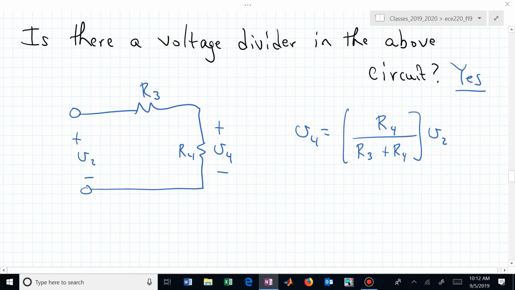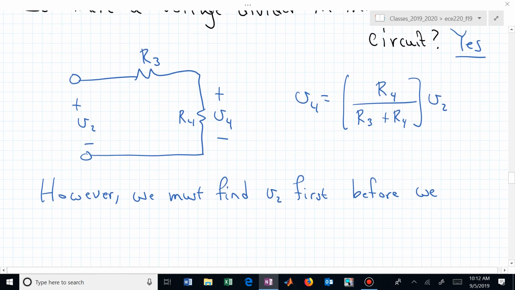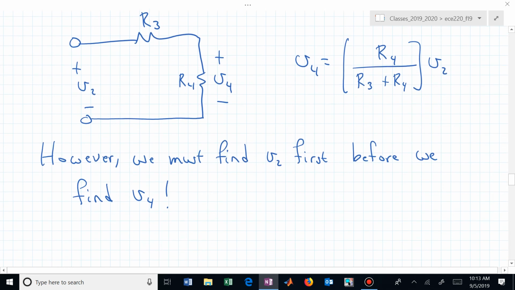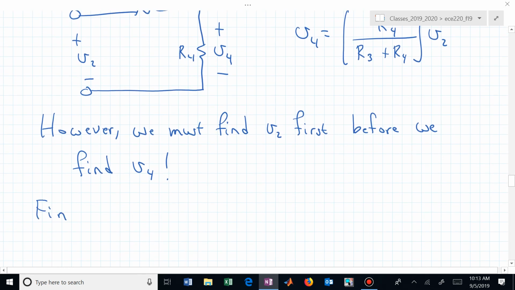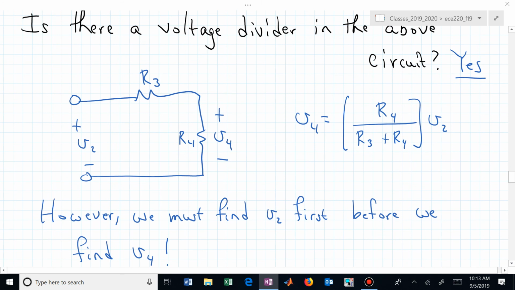However, the big however, we must find V sub 2 first before we actually find V sub 4. How do we find V sub 2? Are we allowed in calculating, if we're just looking at the left-hand loop, to kind of neglect R3, R4, and V4, or trying to find V2, or is that not?